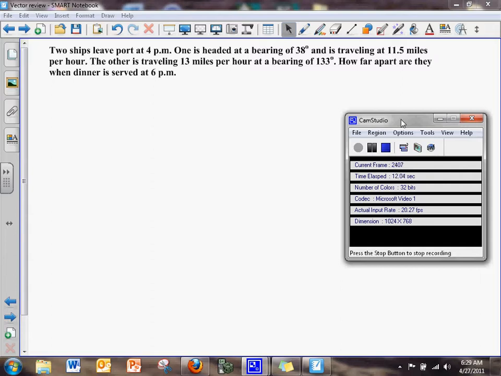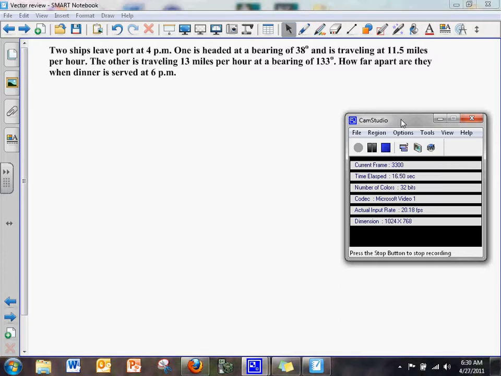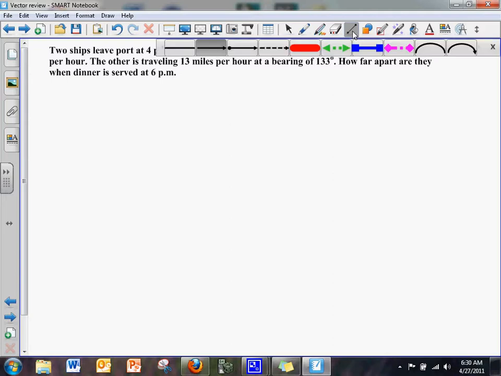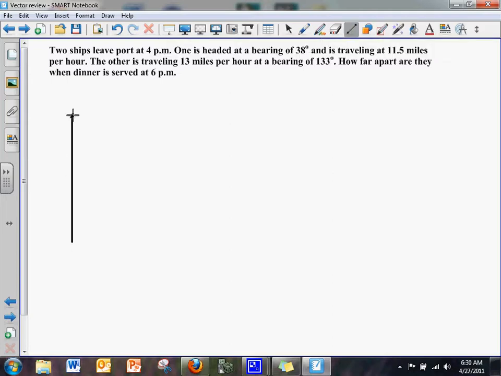Here we go. Two ships leave the same port at 4 p.m. One travels in a certain direction at a certain speed, the other travels in a different direction at a different speed. Two hours later, how far are they apart? That's the key. So here's the port.